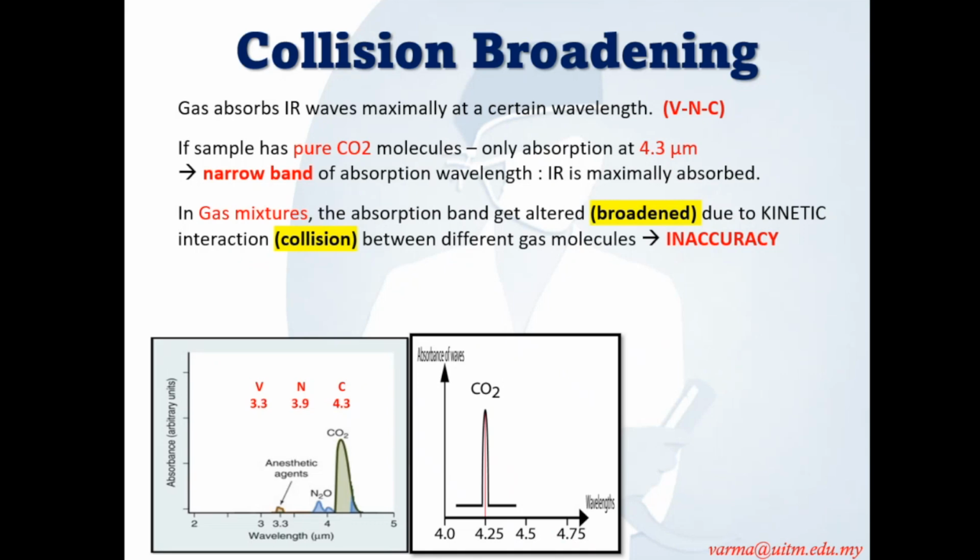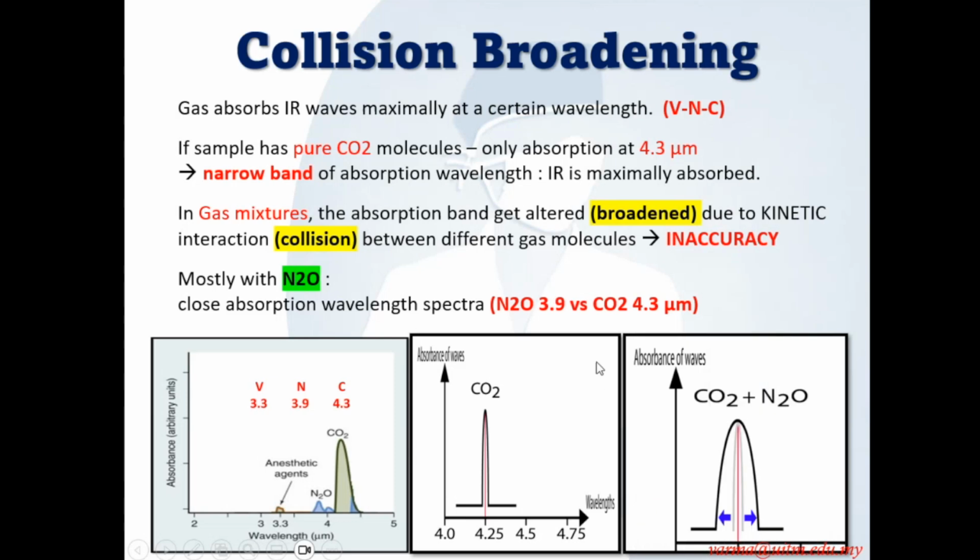They cause this absorption band to get altered like this. If you look at it, it occurs mostly with nitrous oxide because its absorption wavelength is close to that of carbon dioxide: 3.9 versus 4.3, or you can take 4.5 also, no problem. So you can see here it is CO2 plus nitrous oxide.